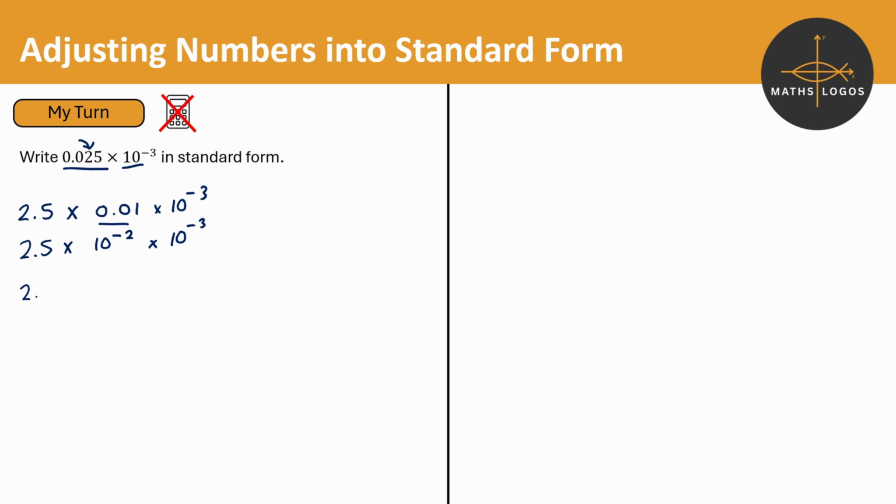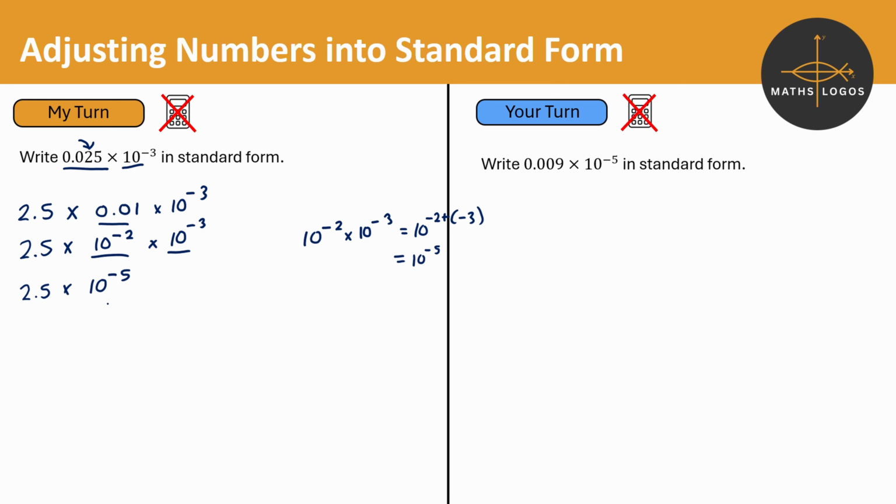That means I have got 2.5 multiplied by, and I need to collect these powers together. Now remember, when we've got powers of the same base, we add our indices. So if I have 10 to the power of negative 2 multiplied by 10 to the negative 3, I need to add together the negative 2 with the negative 3 like this. So really I'm doing the calculation, negative 2 add negative 3, which gives me an answer of negative 5. So my final answer is 2.5 times 10 to the negative 5.